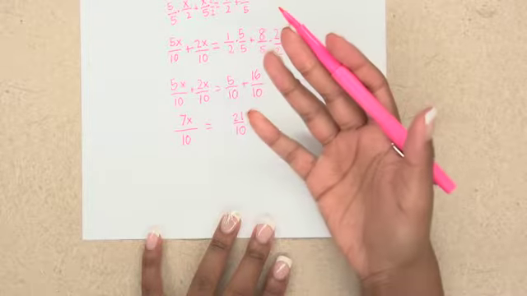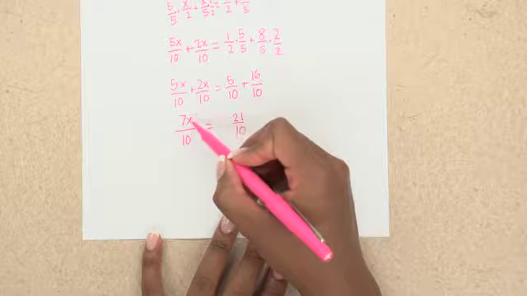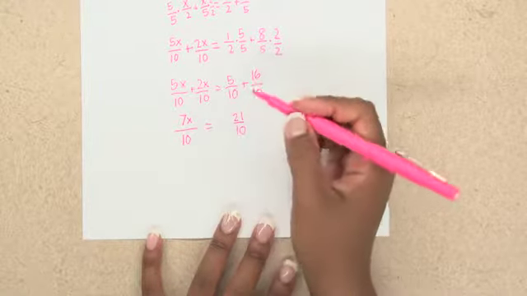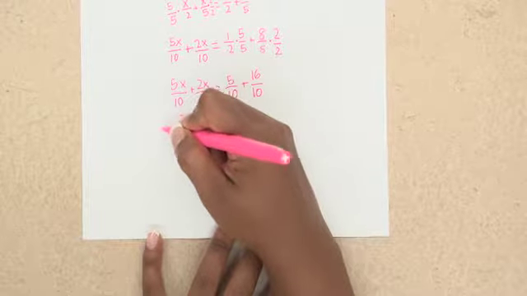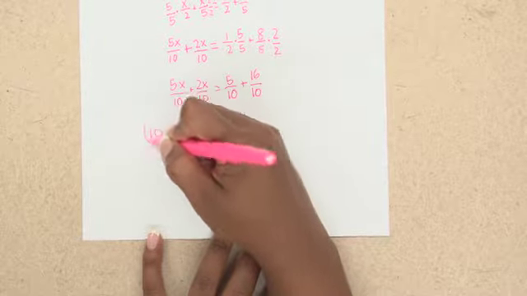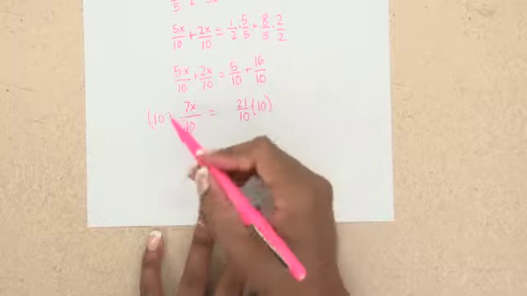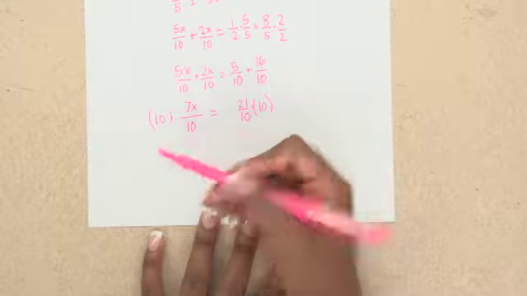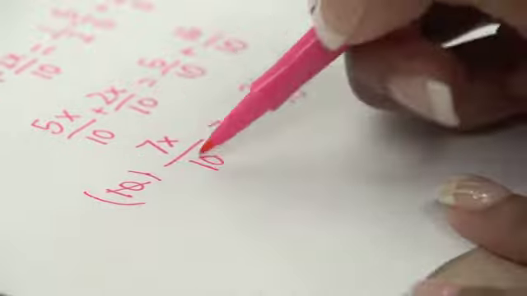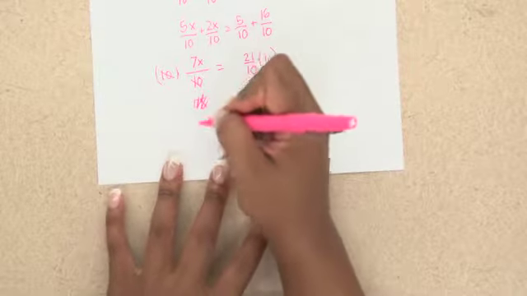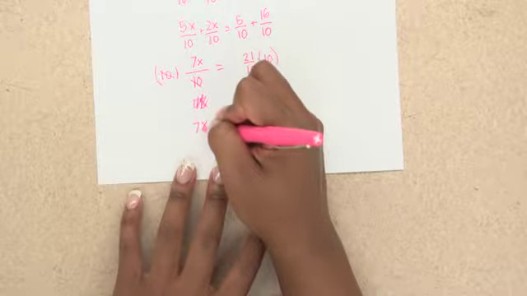Well, now we need to figure out what x is. So we need to isolate x by itself. First of all, notice that we're dividing by 10 on both sides. So we can multiply both sides by 10, and then we no longer have to deal with fractions. So remember that 10 over 10 is 1. So this side just becomes 7x.